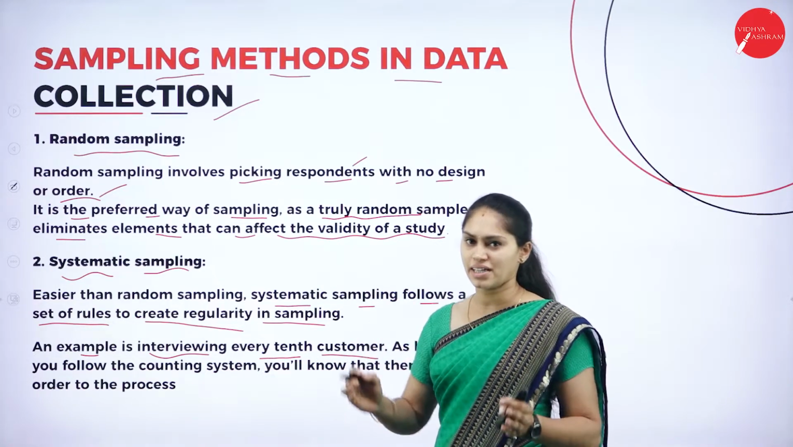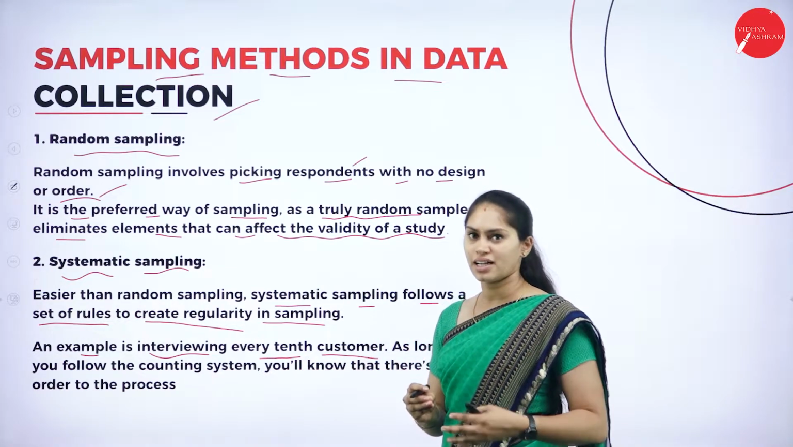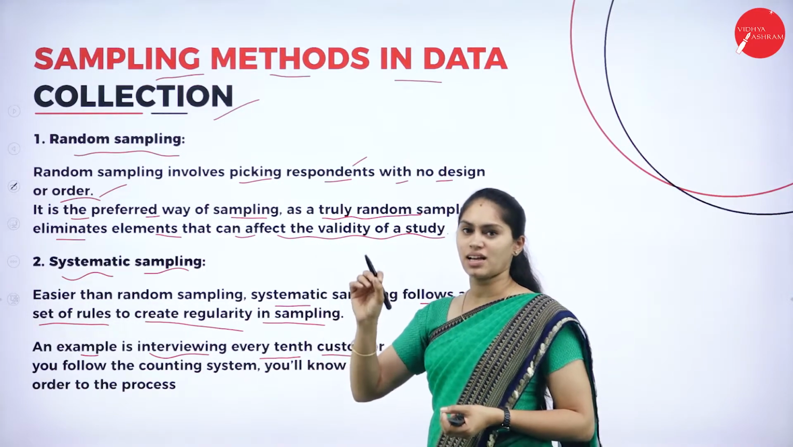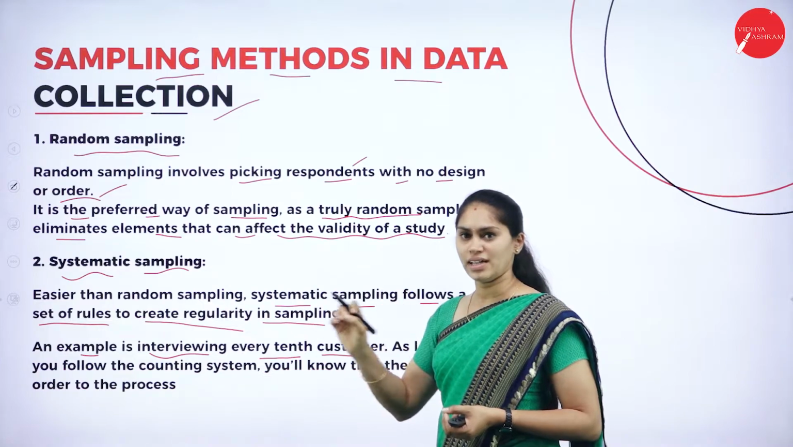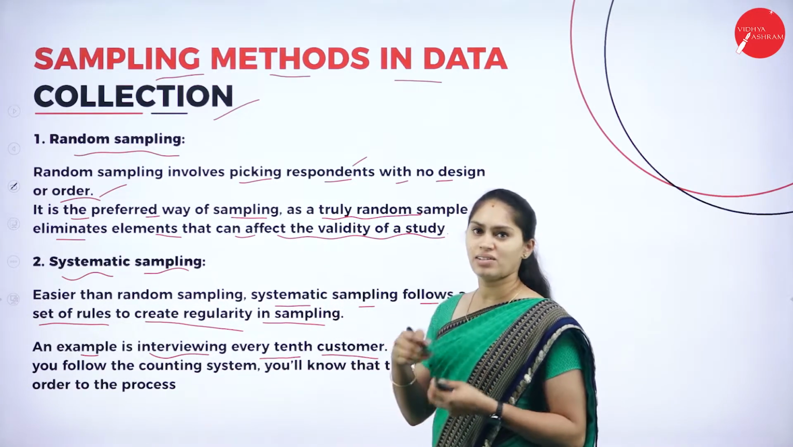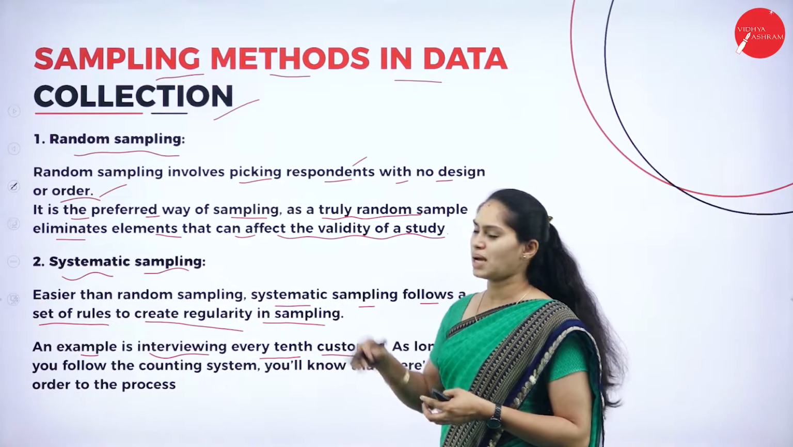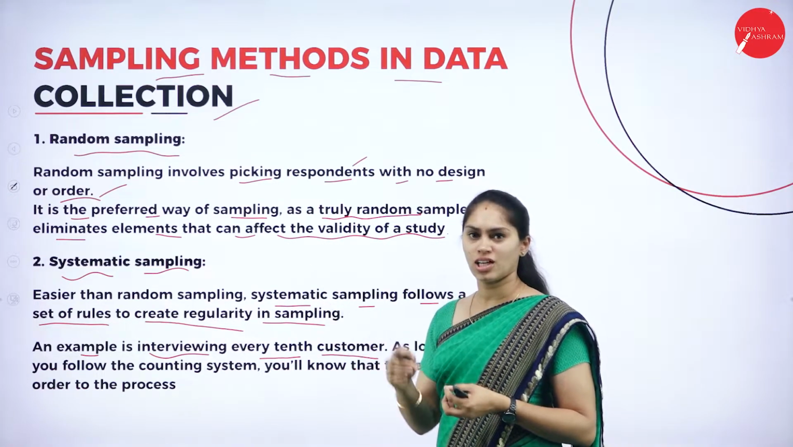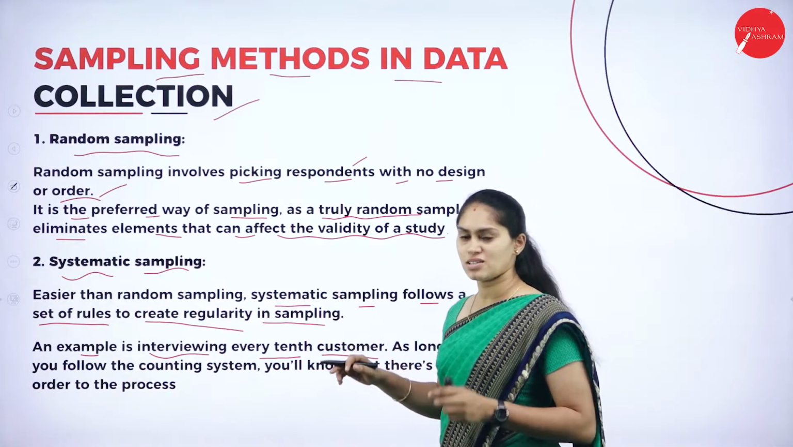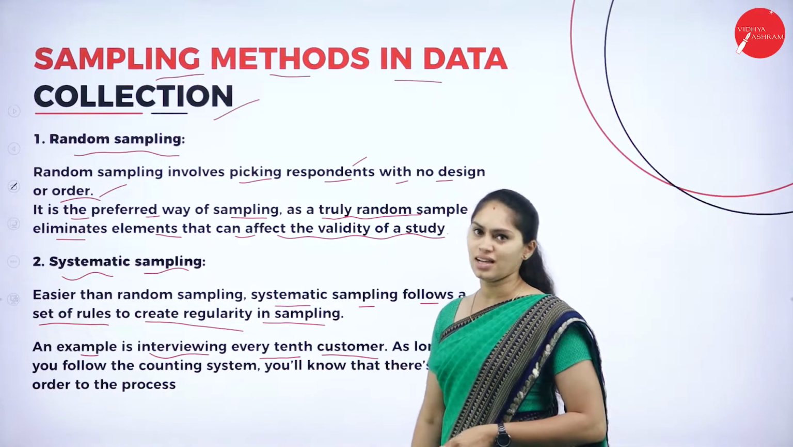For example, I have 100 customers. Among those 100 customers, I need to interview every 10th customer, like 10, 20, 30. So there is a systematic way. But with random sampling of 100 customers, I may pick the 12th one, 14th one, 18th one. There are no rules in random sampling, but that is not the case with systematic sampling.